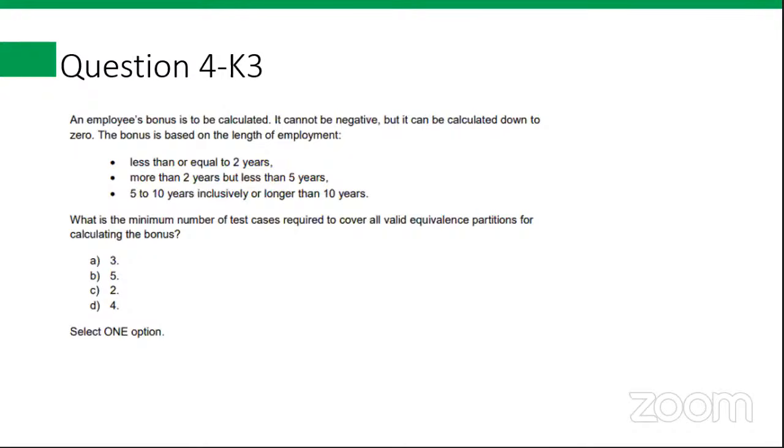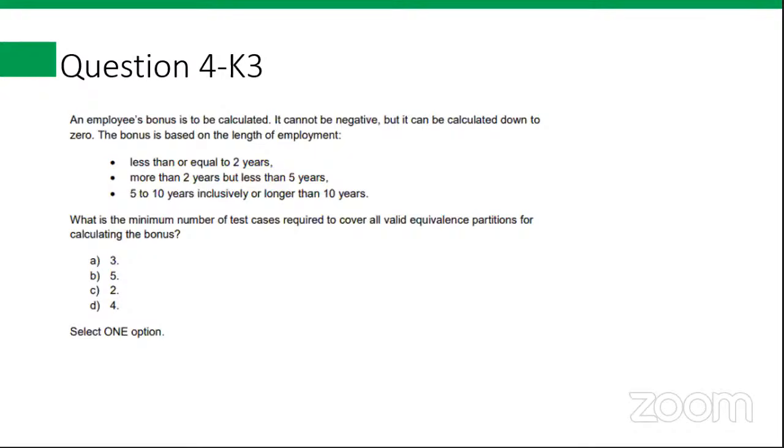So let's have a look at this question again. The first statement says that it cannot be negative, but it can be calculated down to zero. So the first partition here would be your employment greater than or equal to zero, and less than or equal to 2 years. Let's say that E is your employment length. So the partition would be 0 less than or equal to E less than or equal to 2.